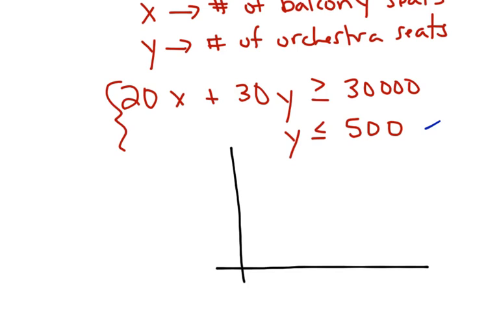Well, where's 500 going to be? Well, maybe we'll do 1, 2, 3, 4. We'll call this 500. So I have a horizontal line through this. Let me try to make that look a little bit better. And the shading for it is going to be below the line.